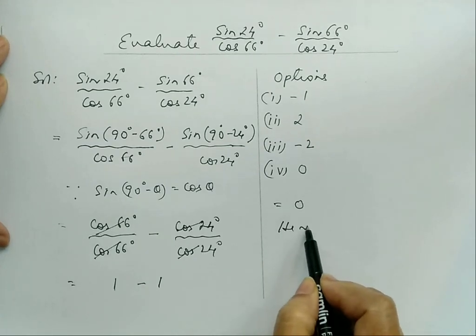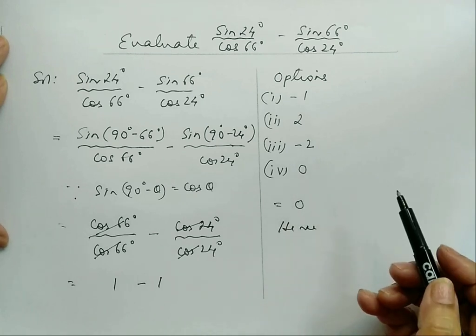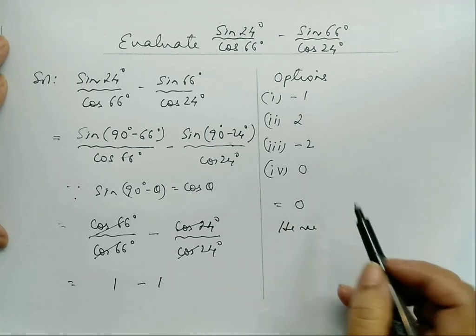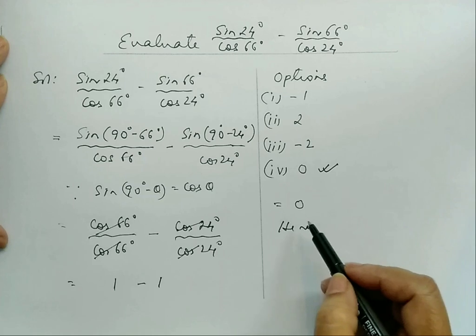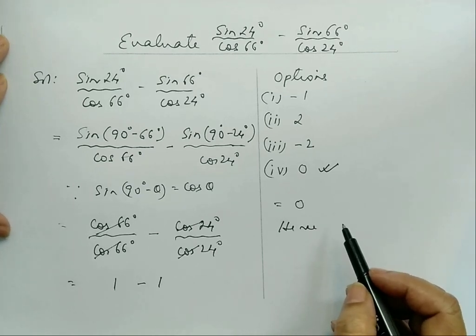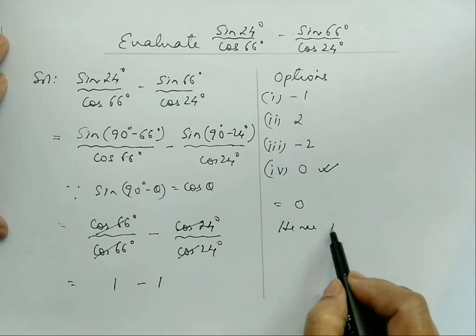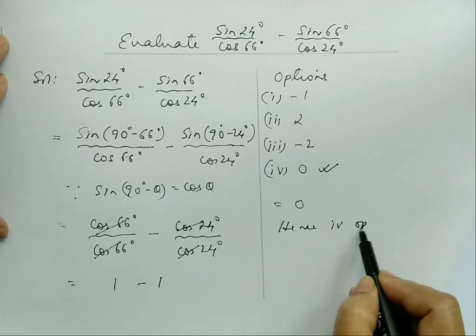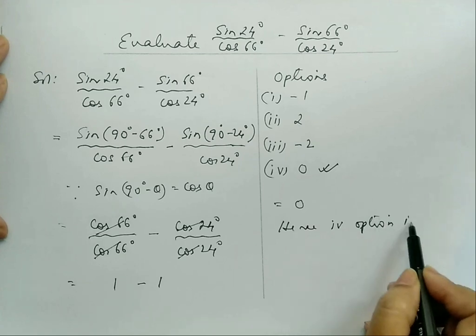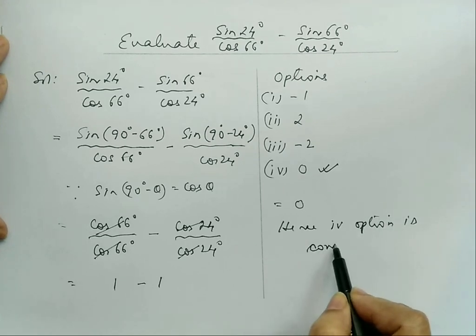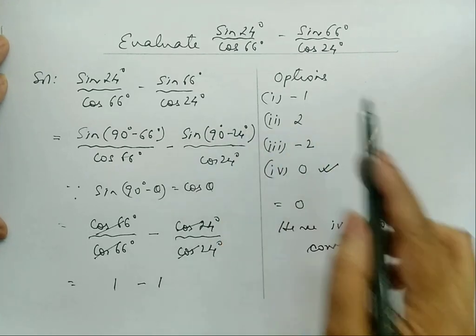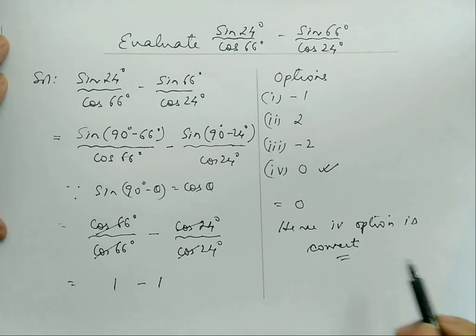Hence, from the given options, we know that the fourth option is appropriate to give a tick, and hence the fourth option is correct for the above evaluation. Correct guys?